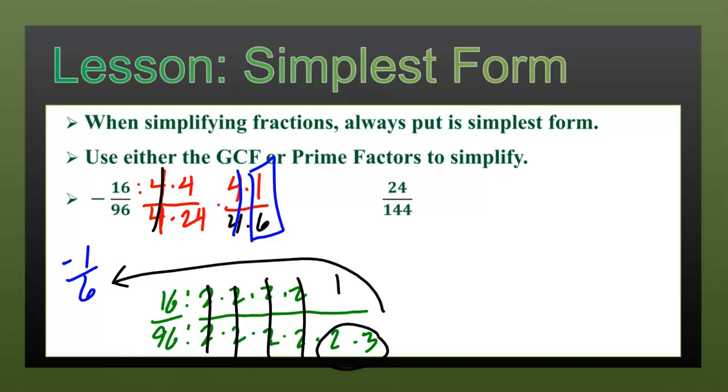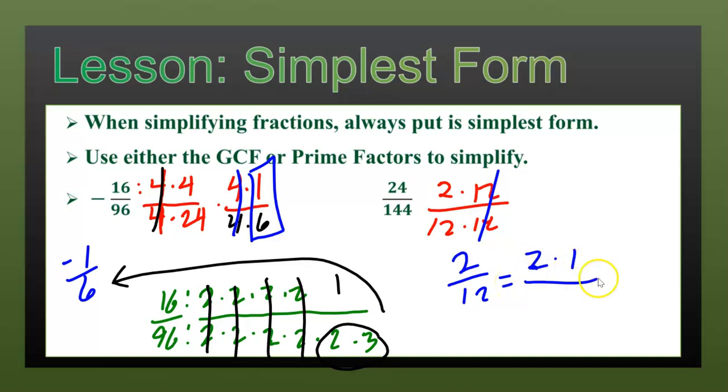Next one here, I got 24 and 144. Well, I know this is 2 times 12. And I know this 144 is 12 times 12. So now the 12s divide out, and now you're left with 2 over 12, which I know I can write as 2 times 1, and this would be 2 times 6. The 2s divide out, and you're left with a positive 1/6.